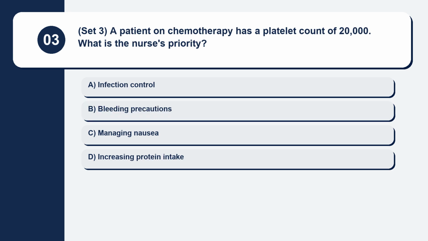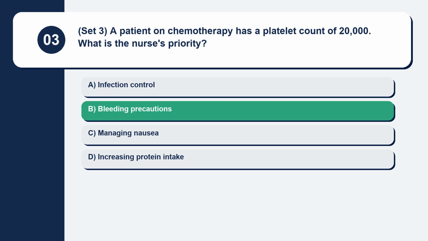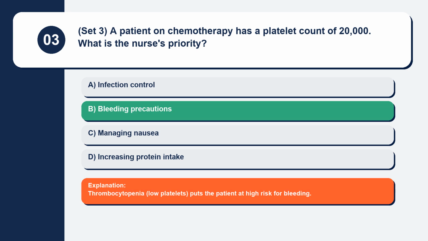Question 3. Set 3. A patient on chemotherapy has a platelet count of 20,000. What is the nurse's priority? Infection control, bleeding precautions, managing nausea, increasing protein intake. Thrombocytopenia, low platelets, puts the patient at high risk for bleeding.